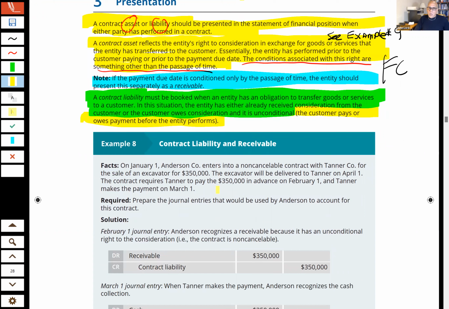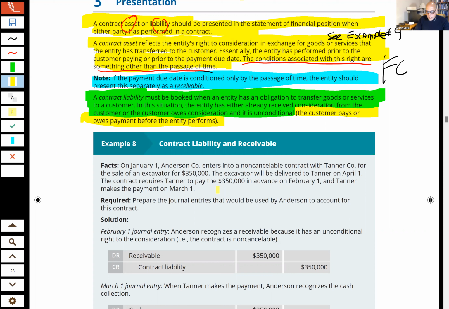No. Contract liability is a fancy word for unearned revenue. Okay, now in the case of the contract asset, they've given us something very specific there: if it's just waiting for them to pay on something you delivered everything on, then that should be called a receivable versus an asset.